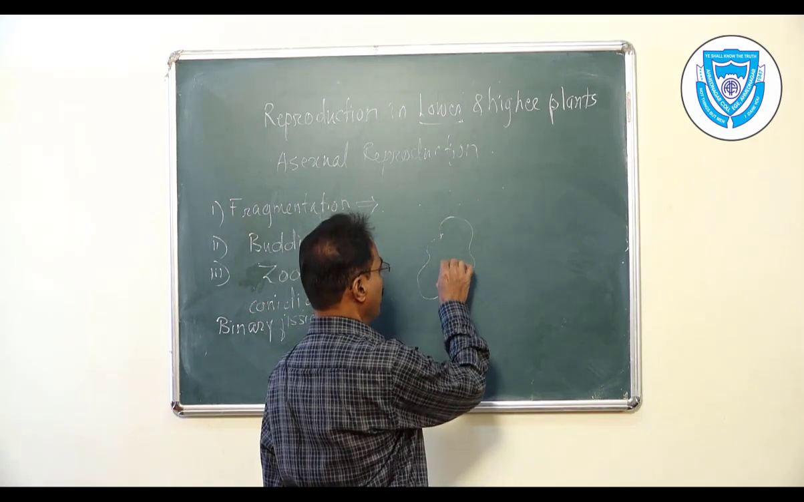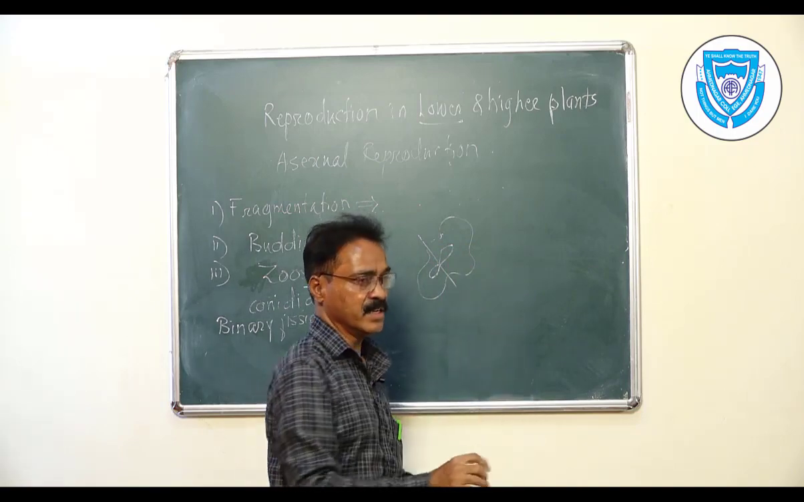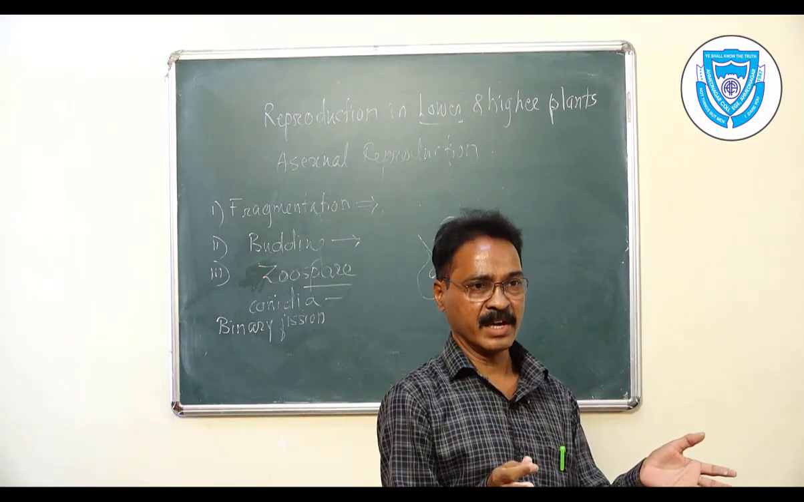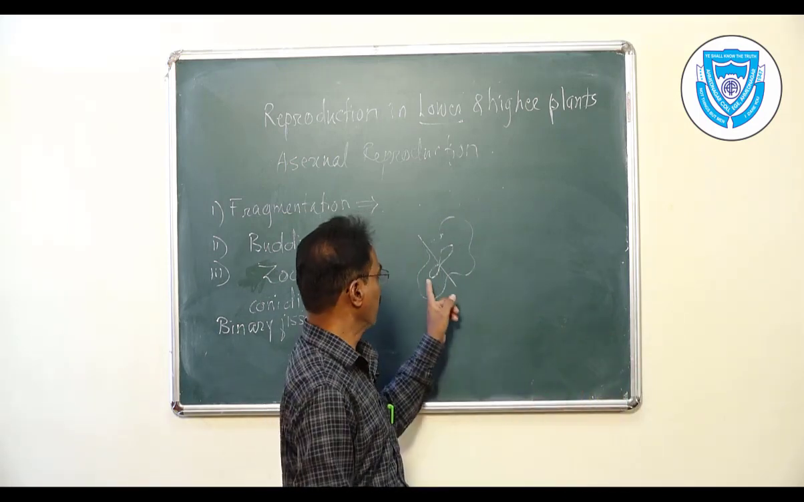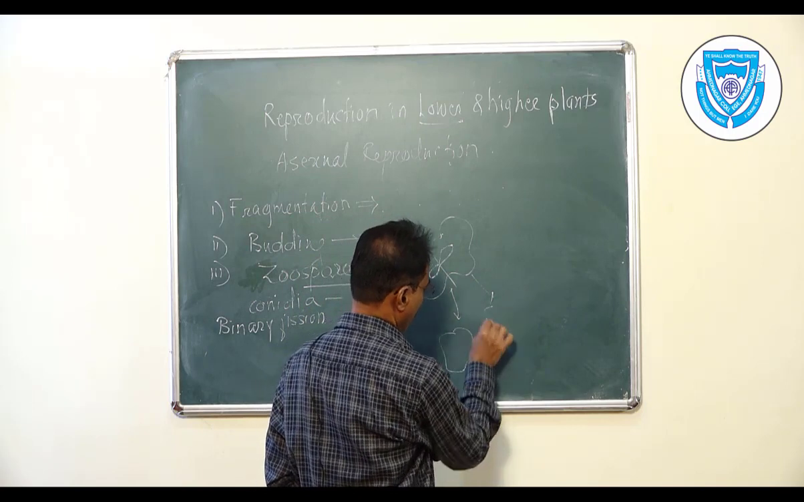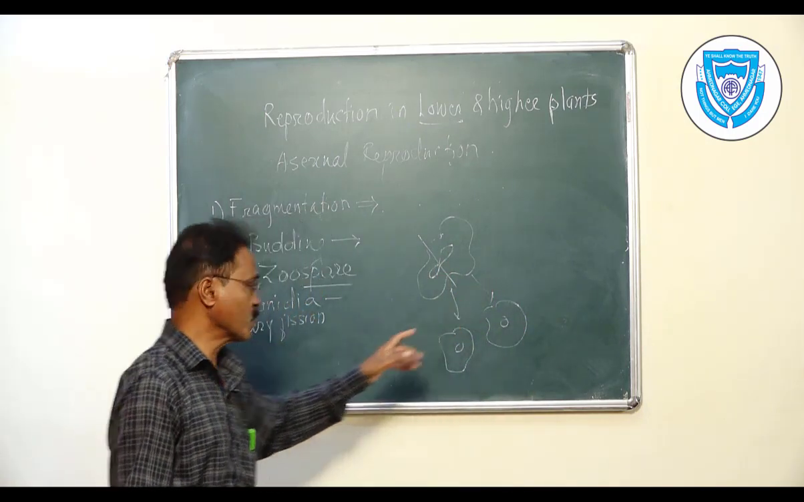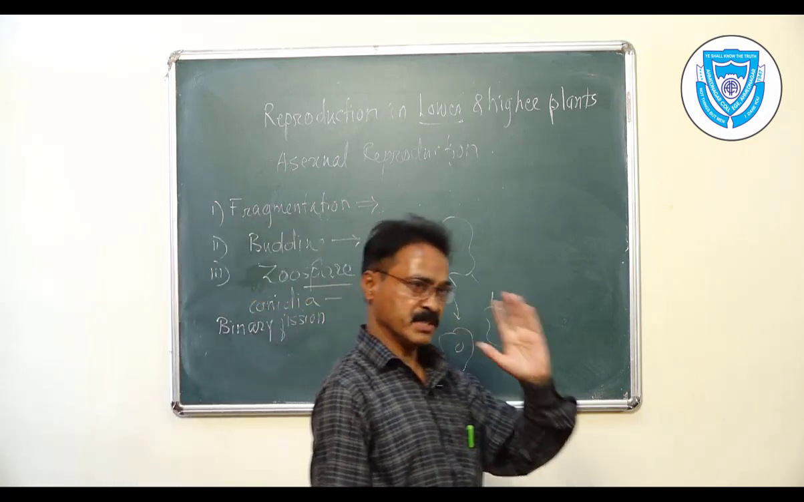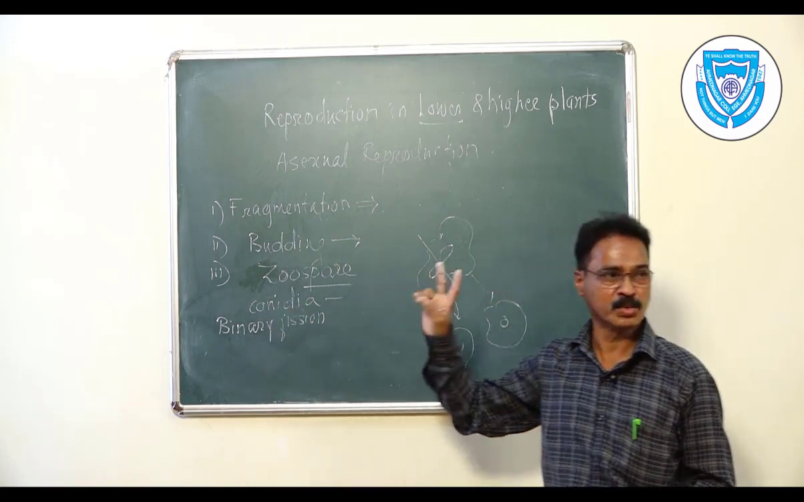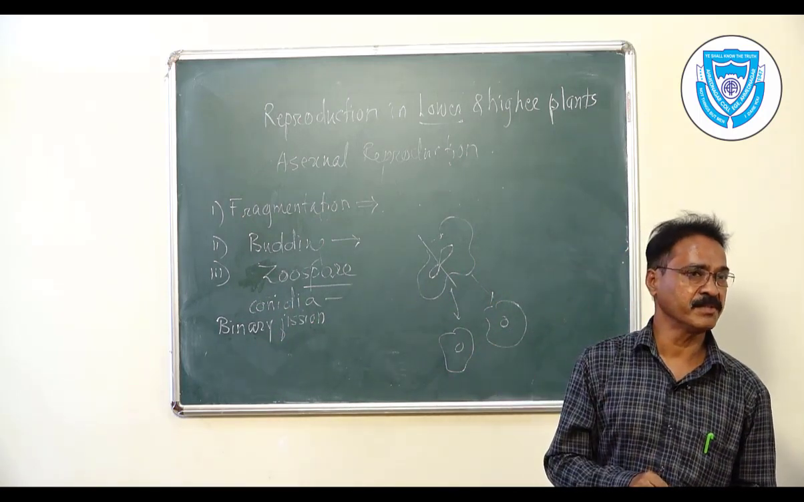This amoeba divides. That means the nucleus first elongates, and afterward it breaks. Two nuclei are developed from a single nucleus, and two individuals are developed. So this division is called binary fission. Fission means breakdown, and it is two. So a single organism is converted into two. So it is called binary fission.